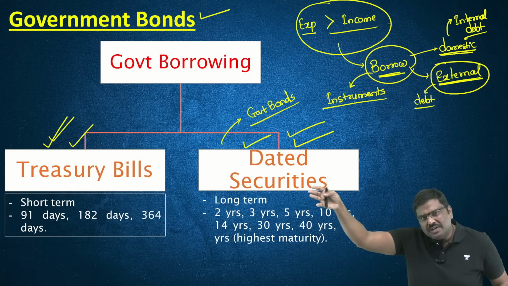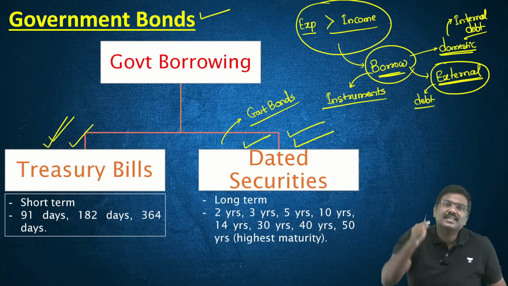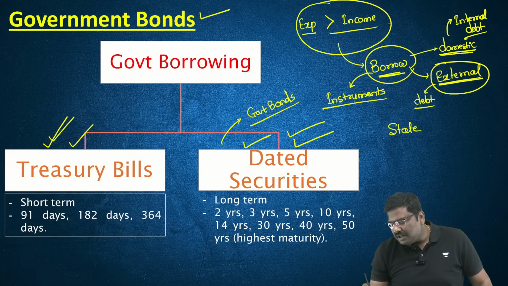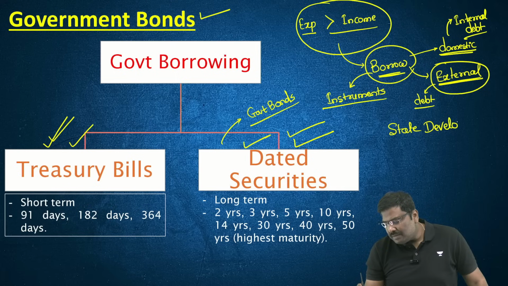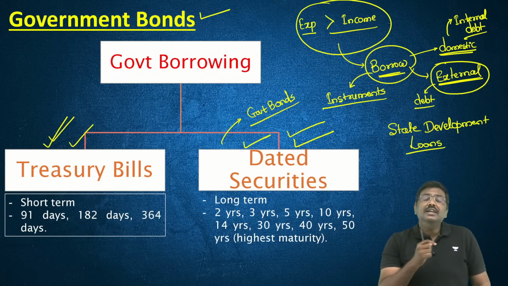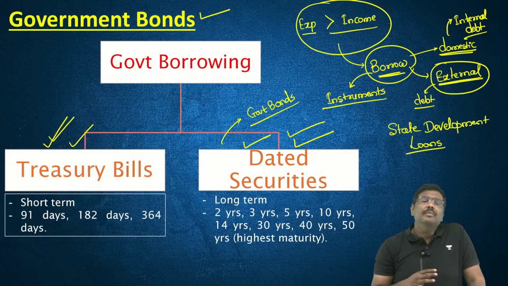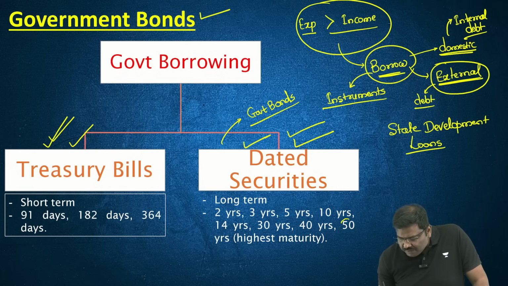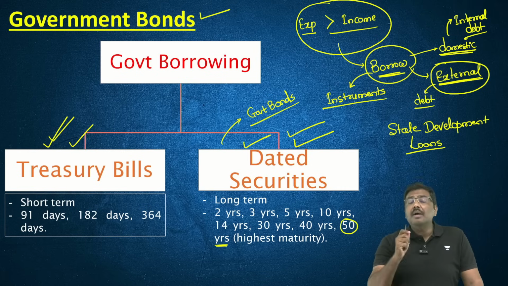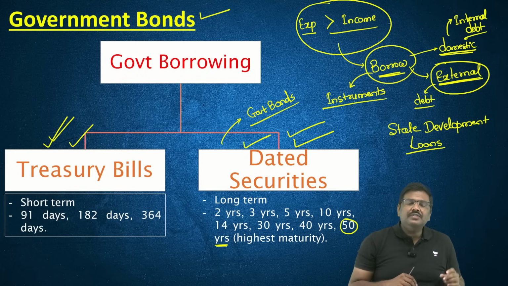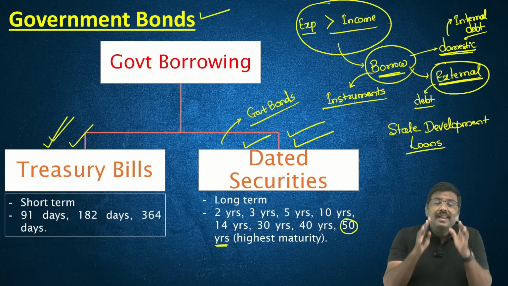For a longer duration, that is more than 1 year, the states are allowed to issue bonds which are referred to as state development loans, SDL. And according to the data released by the government of India, for the first time ever, government of India started issuing 50-year government bonds. Remember this. For the first time ever, government of India from November 2023 has started issuing 50-year government bonds.